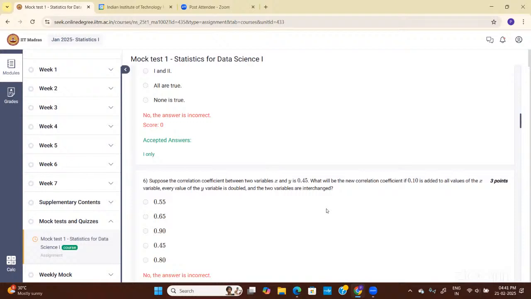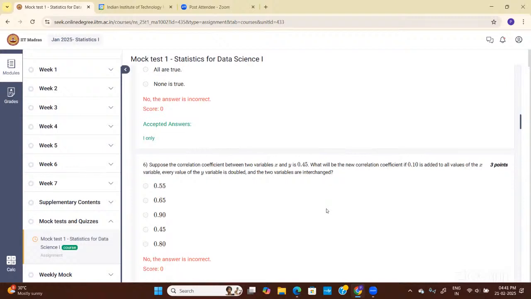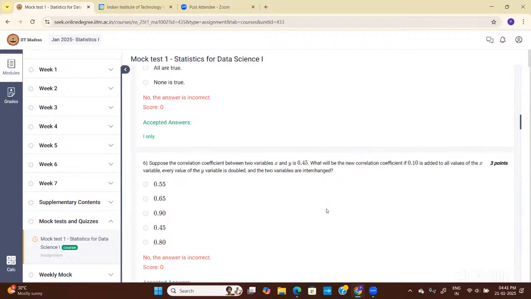suppose the correlation coefficient between two variables x and y is 0.45. So what will be the new correlation coefficient if 0.10 is added to all the values of the x variable and every value of the y variable is doubled, and then the two variables are interchanged? So what will be the answer? No change. Yeah, no change. So how? Can you explain?